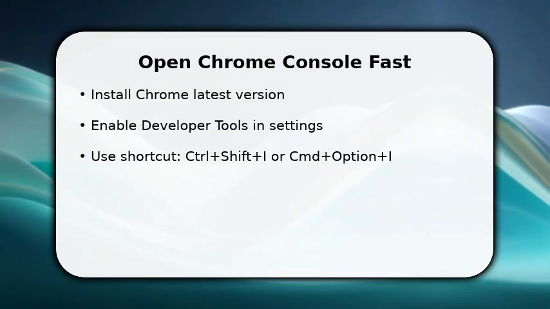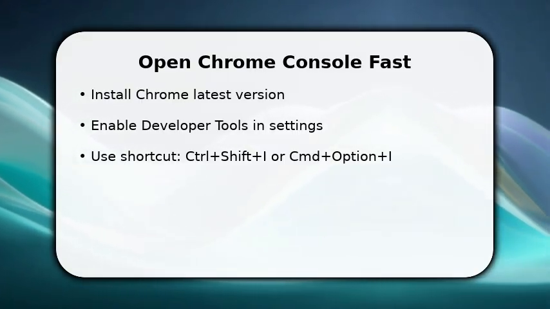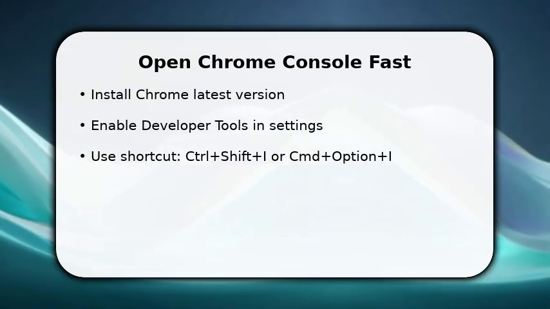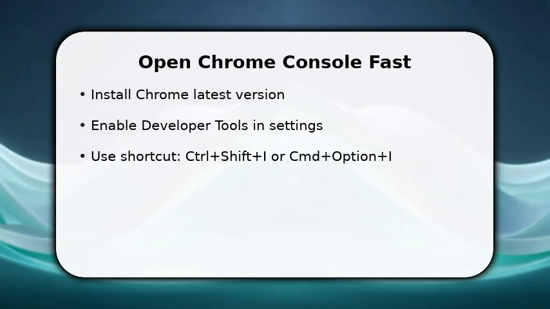If shortcuts are disabled, click the three-dot menu, choose More Tools, then Developer Tools. Once done, dock the panel to the side or bottom using the dock icon, so you keep page context while viewing console messages and elements.